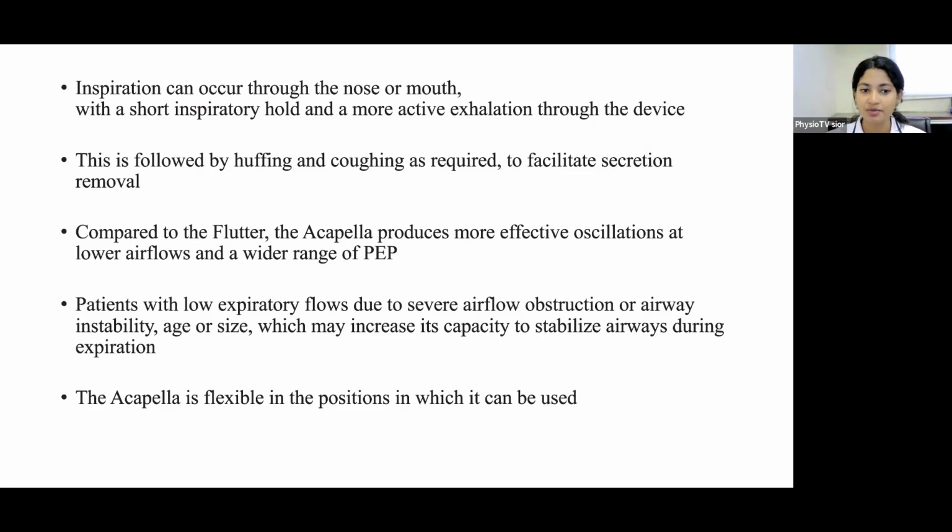As compared to flutter, Acapella is known to produce more effective oscillations in low volume and low expiratory flows, which may be due to severe airflow obstruction or airway instability, or in cases of older age or younger age or the size. This therapy can be better utilized as compared to flutter. Again, Acapella can be given in any position. Most positions are ideal for Acapella, so it is not a position dependent device.